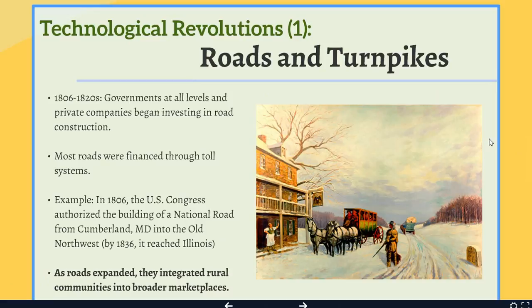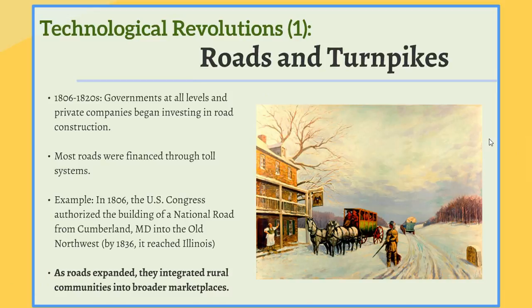Now, what we're going to do is take a look at various examples of all those internal improvements that we see government basically invest in at a variety of levels. One of the first major technological revolutions that makes the spread of free market capitalism possible was the construction of roads and turnpikes. And we see it at all levels: federal, state, local governments, as well as even private companies, which began investing in road construction after the year 1806. In most cases, these roads were financed through toll systems. Basically, it's like a tax, but you pay as you use, pay as you go.